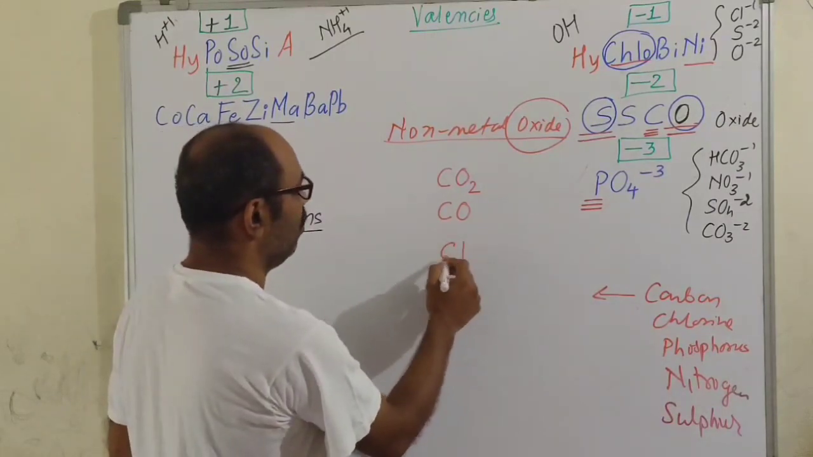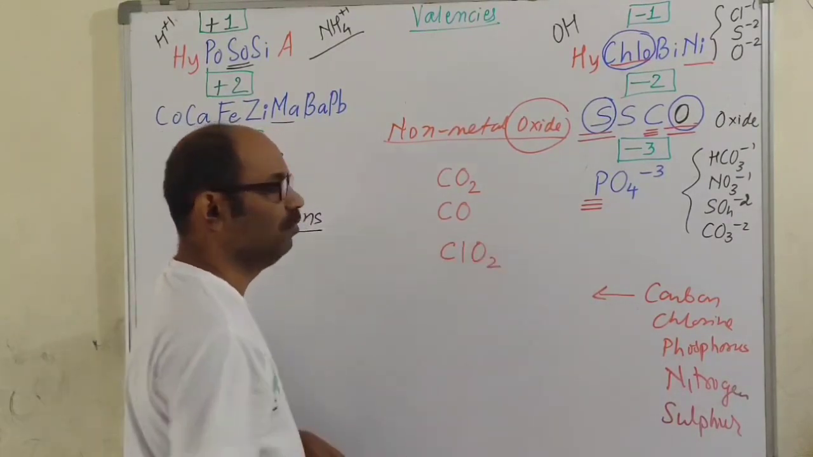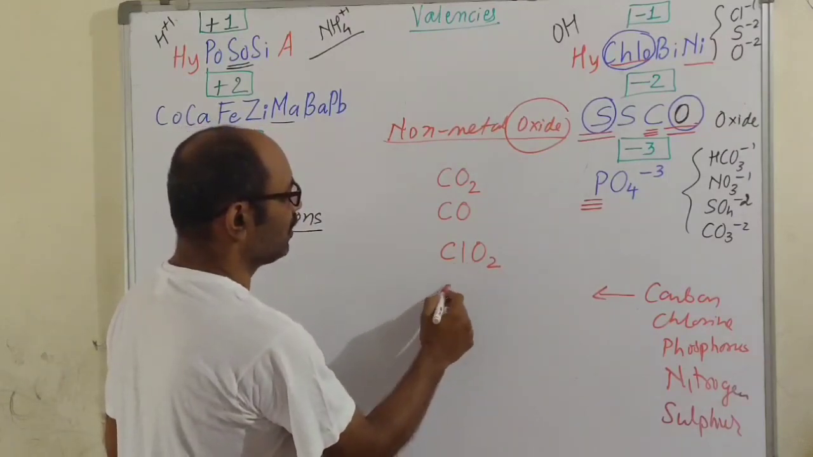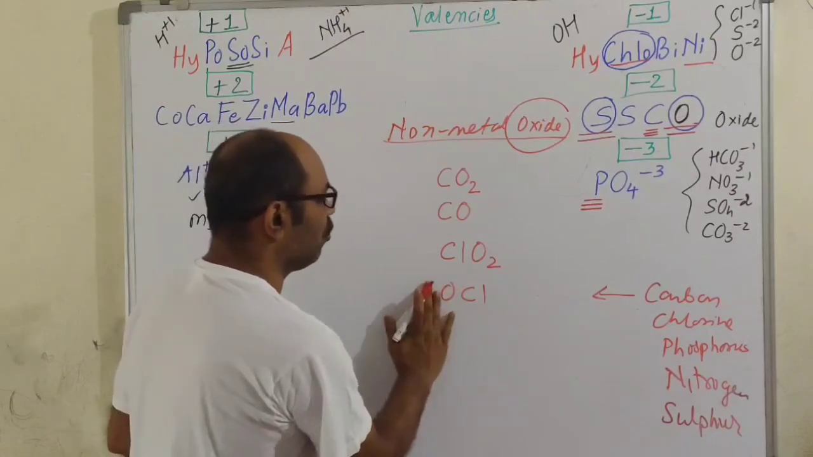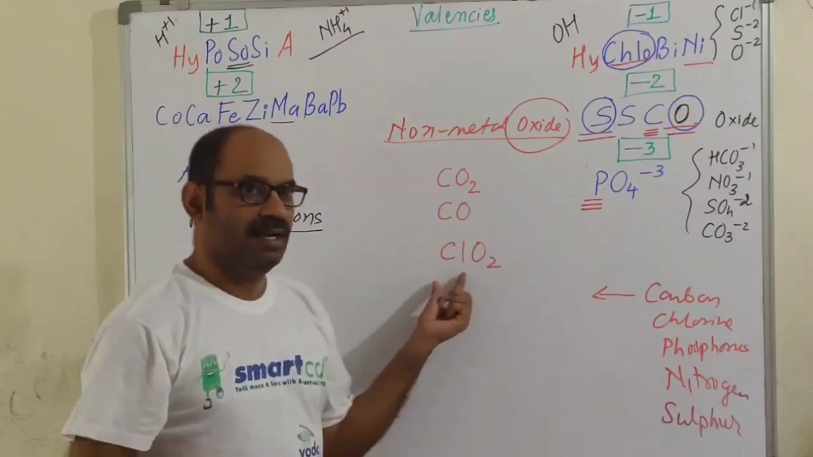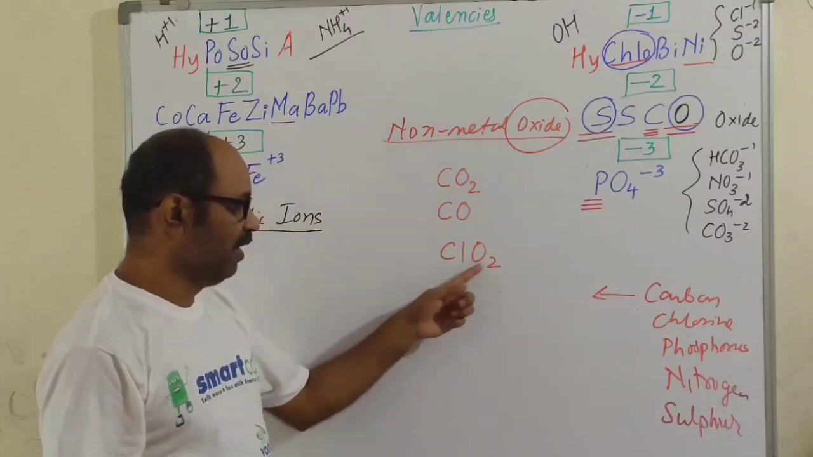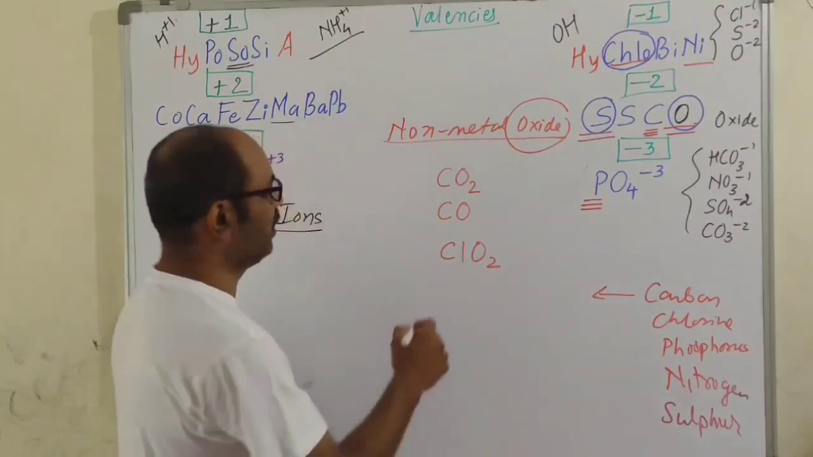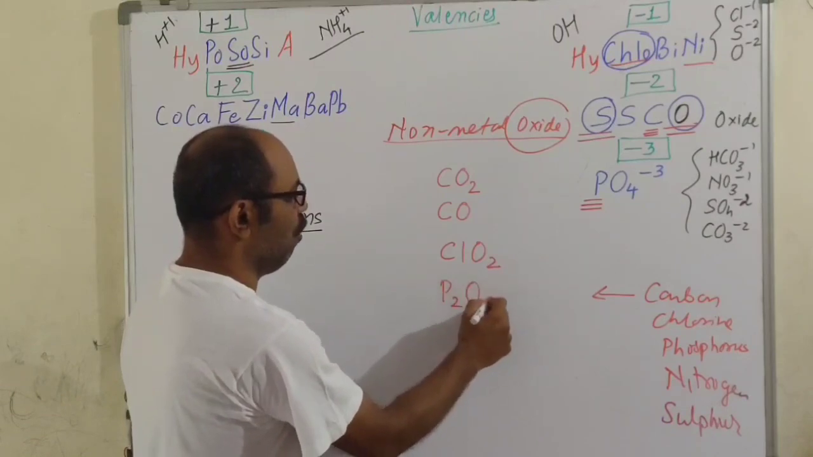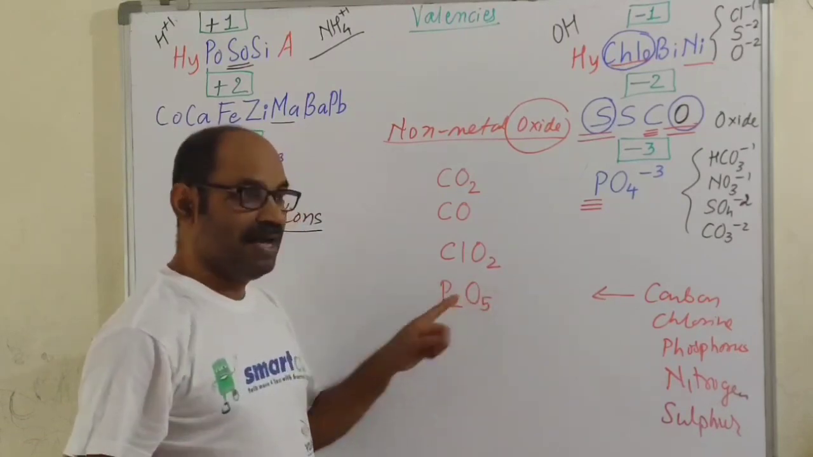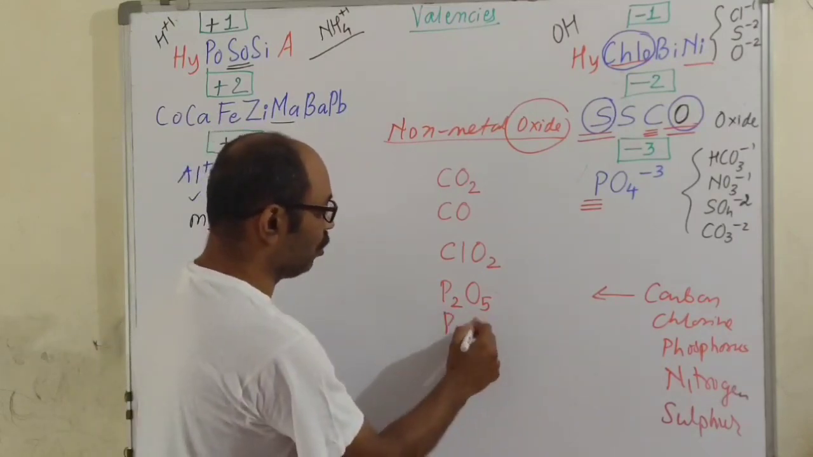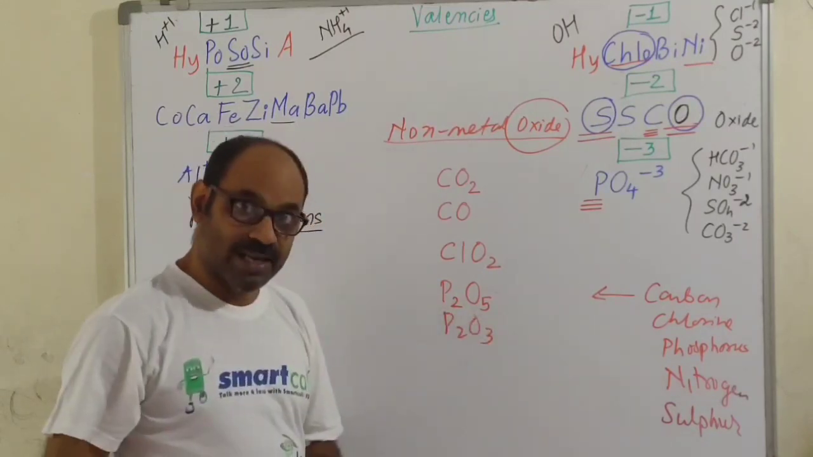Chlorine ClO2, ClO3 अथवा OCl ऐसे. Actually, chlorine is written first because it is less electronegative compared to oxygen. Alright, ऐसे कुछ कंपाउंड फॉर्म होते हैं. फॉस्फोरस के साथ P2O5, phosphorus combines with oxygen to form phosphorus pentoxide. Even P2O3, phosphorus trioxide is also formed.